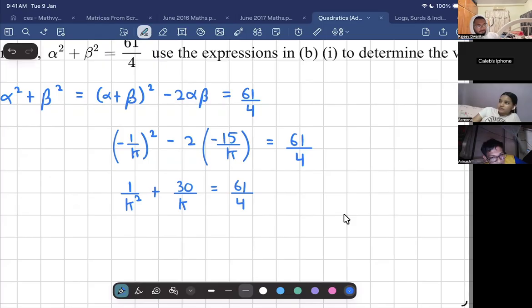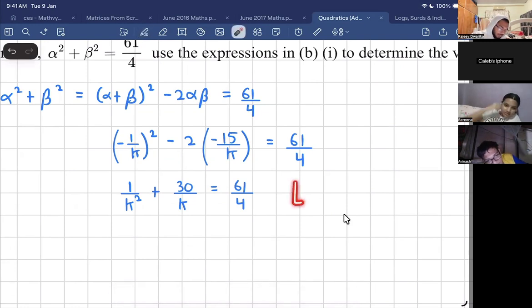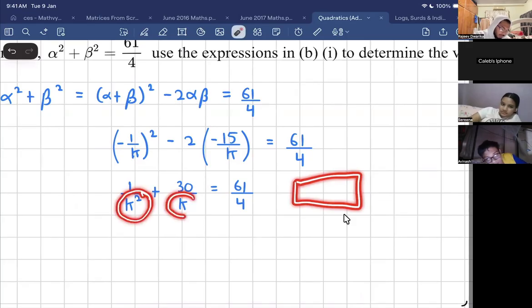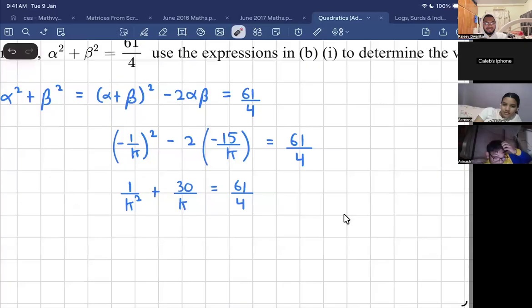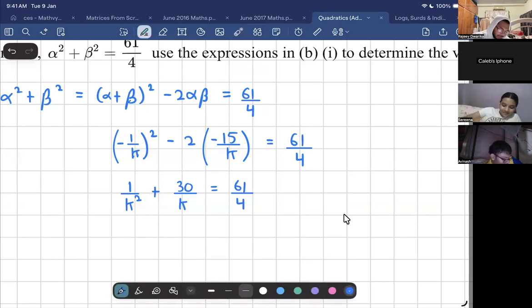So I want you to tell me something that k squared could go into, k could go into, and 4 could go into. Serena, do you know? Let me see if Serena can figure this out. Serena is the person for this job. Is it 4k squared? Yay! Let's go!